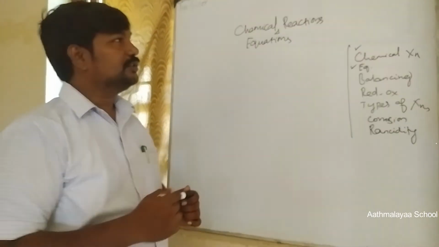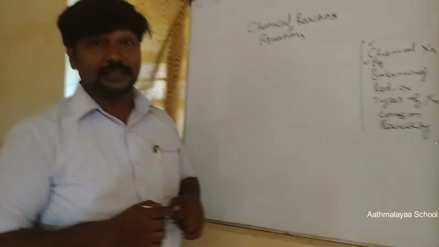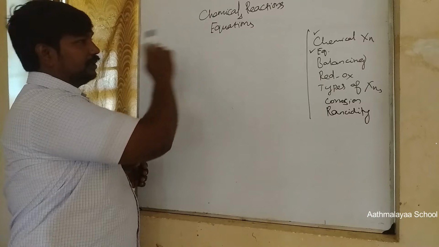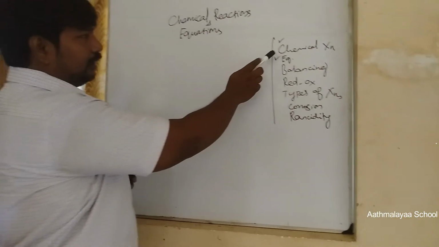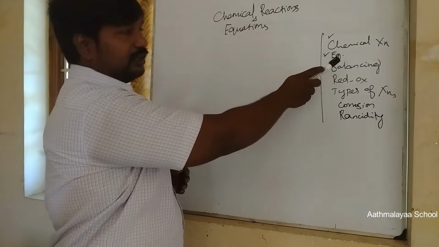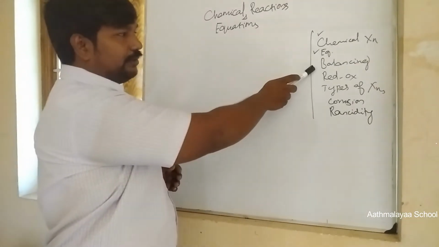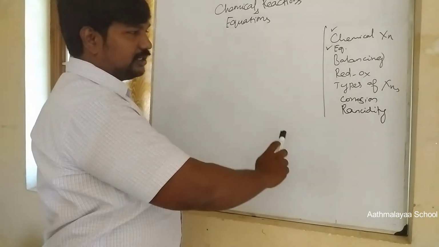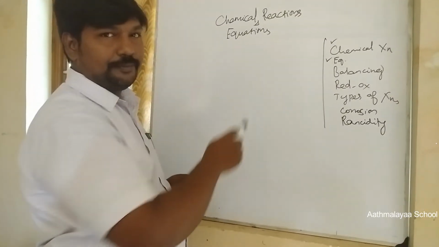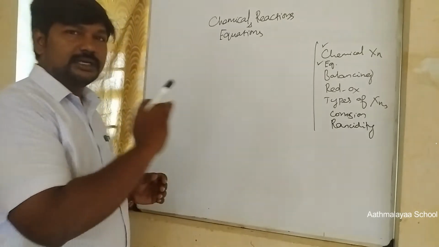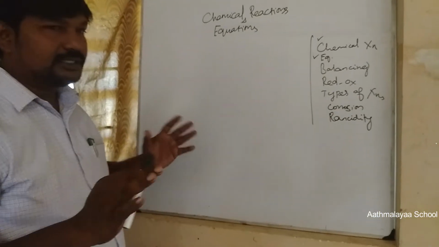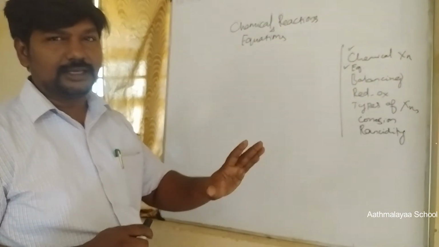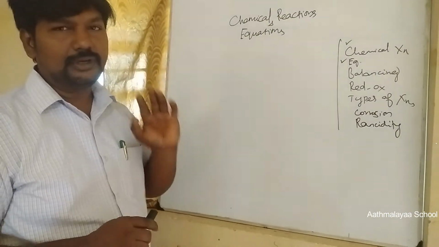So this is the first chapter in science, a very interesting chapter, the basics of chemistry we will know here, right? In this chapter we are going to know what a chemical reaction is, what an equation is, how to balance the equation, types of reactions, reduction and oxidation reactions, corrosion and rancidity. These are the topics covered in this lesson, right? In this section we will see only two things: what is a chemical reaction and what is an equation.